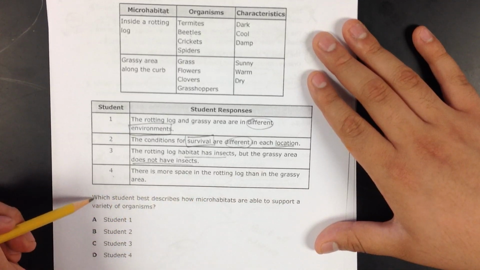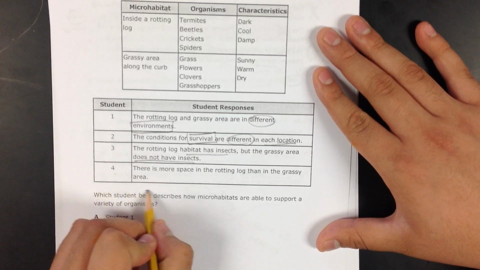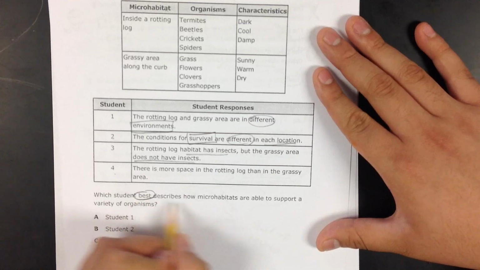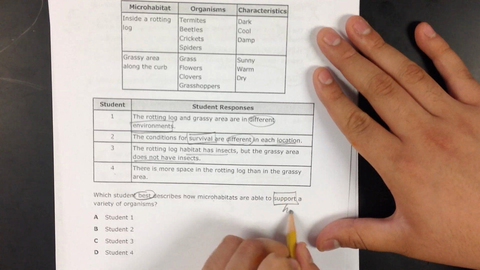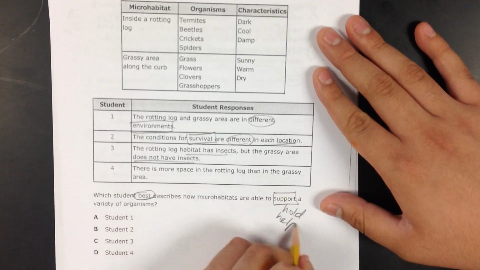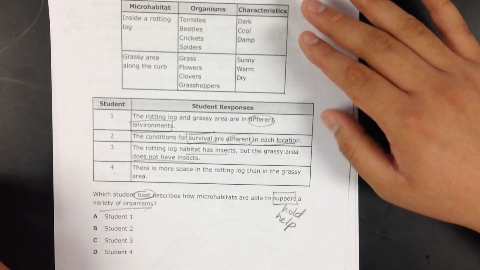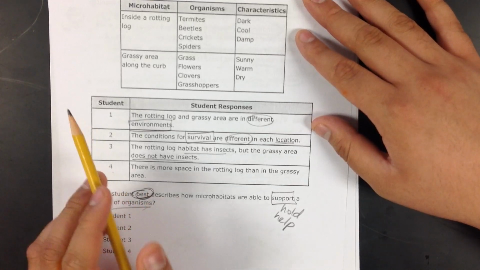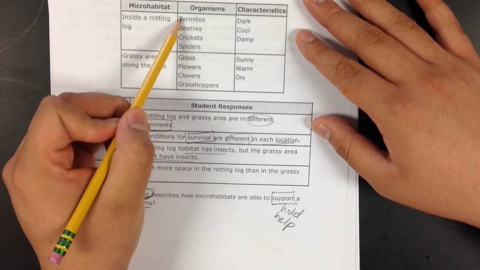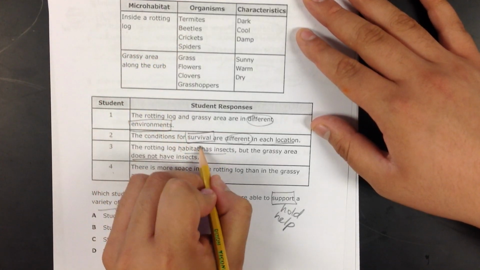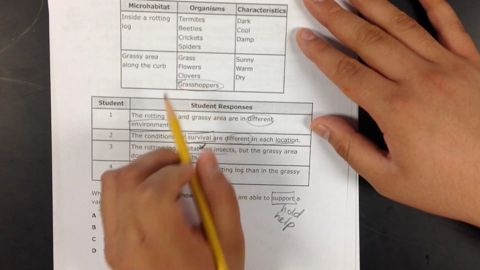Which student best describes how microhabitats are able to support a variety of organisms? Which one best describes it? I just want to point out that number 3 said the rotting log has insects, termites, beetles, crickets. This part is correct. But the grassy area does not have insects? A grasshopper is an insect.